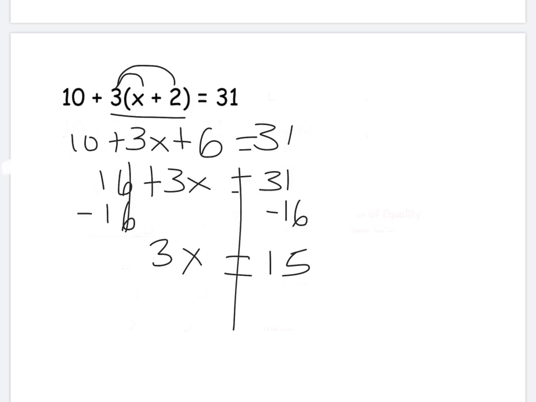Now I can look at getting rid of times 3. I need to do the opposite, so the opposite of multiplying by 3 is dividing by 3. So I want to divide both sides by 3. The two 3's here cancel each other out. I'm left with x being equal to 15 divided by 3, which is 5.